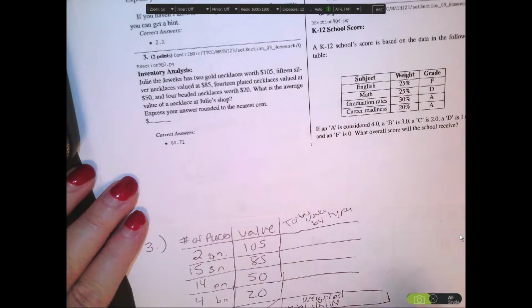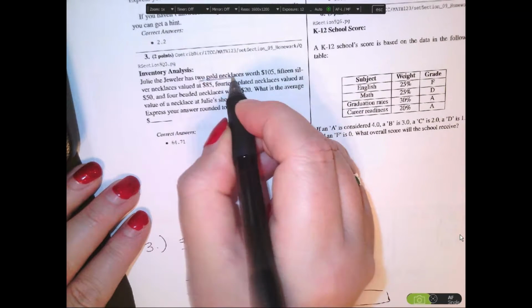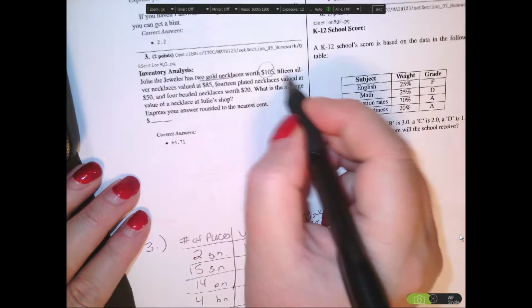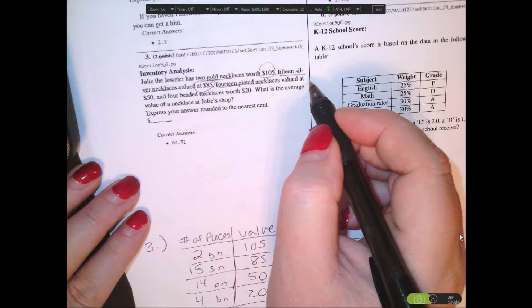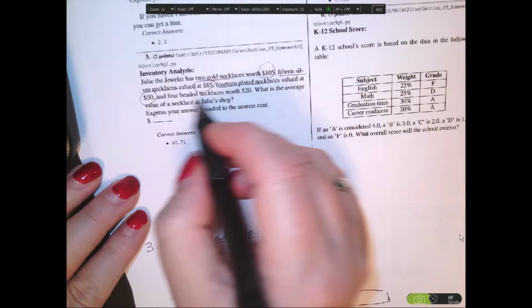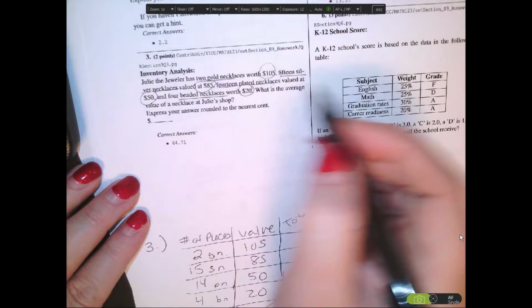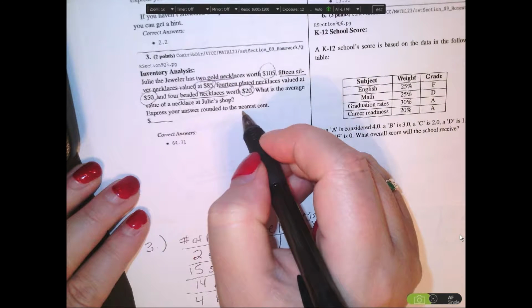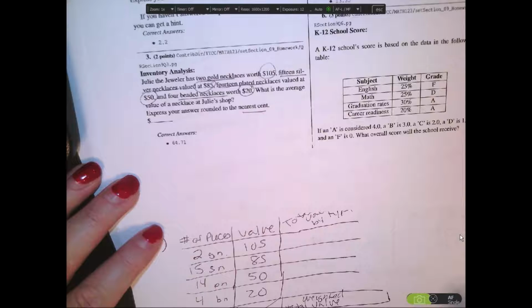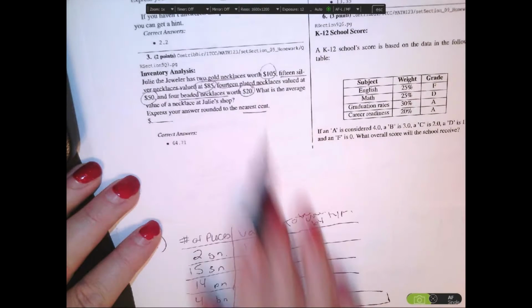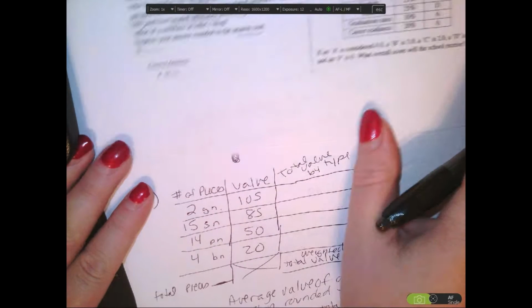Now for number 3, again, there was not a table, but I'm going to make one. Julie the jeweler has 2 gold necklaces worth 105, 15 silver necklaces worth 85, 14 silver plated valued at 50, and 4 beaded valued at 20. What is the average value of a necklace at her shop rounded to the nearest cent? Again, you could list all these individually, but it's going to take a long time. So all we do is make the weighted average, make it simpler.